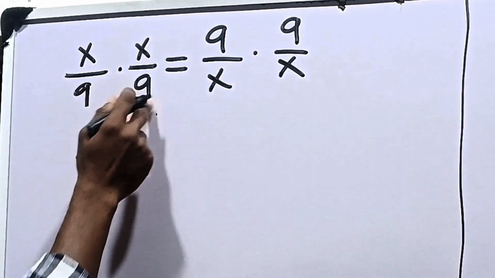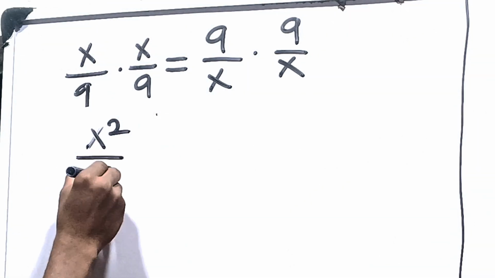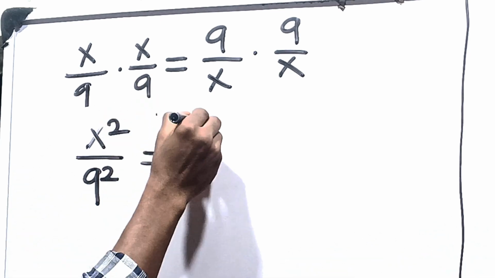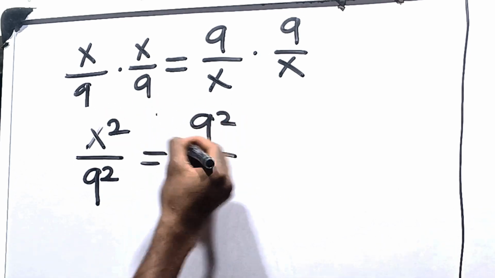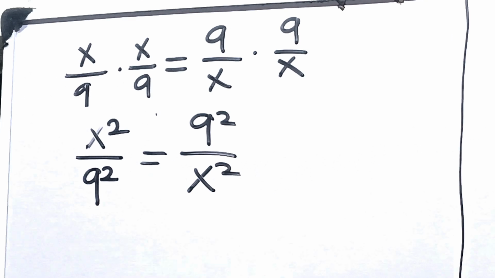Now, this means you multiply x times x, and x times x is x squared. And we have 9 times 9, which is 9 squared, to be equal to 9 times 9 again, which is 9 squared, and x times x is x squared.